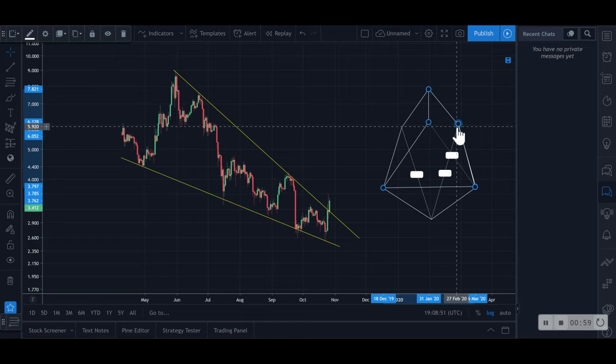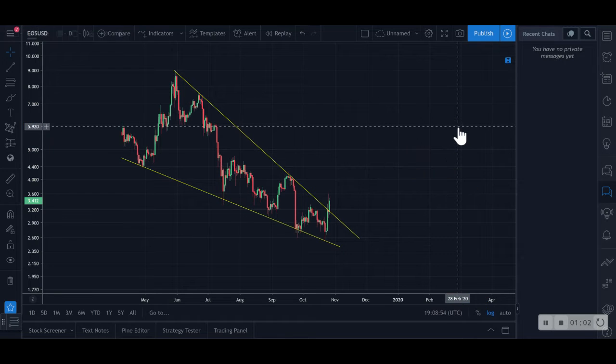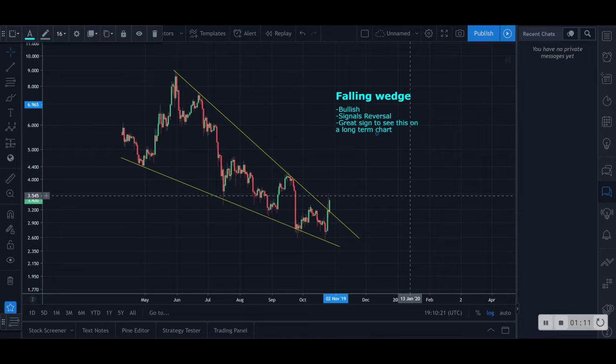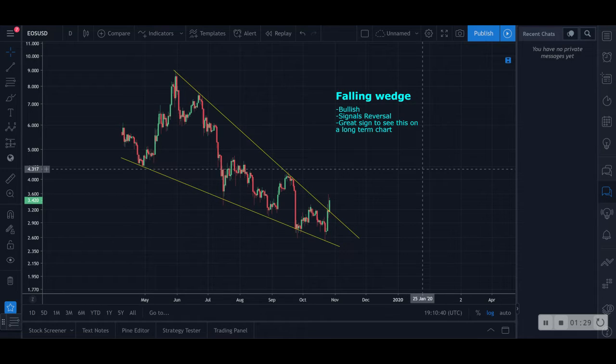So let me just remove this and we'll get a look right into the analysis. So as clear as day, what I can see here is a falling wedge pattern. So here are just some of the attributes of a falling wedge in case people don't know. A falling wedge is a bullish pattern. It signals a bullish reversal, and it's great. It's a great sign to see a pattern like this on a long-term chart. By long-term, I mean at least daily, weekly, monthly. It's a great sign to see something like this, and it is a fantastic buy signal.